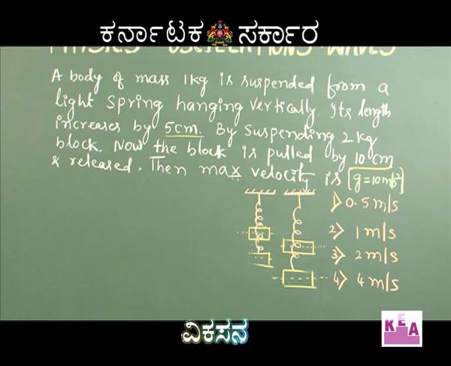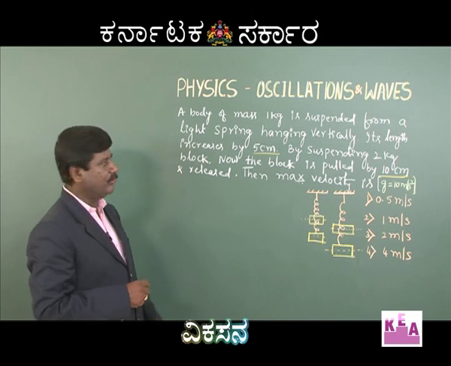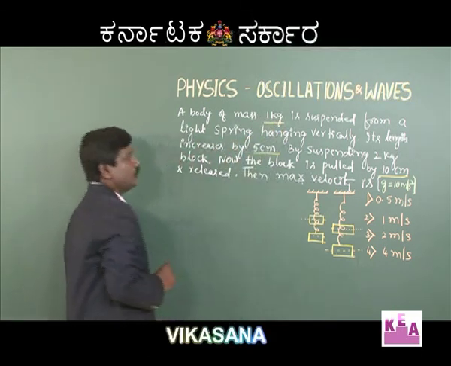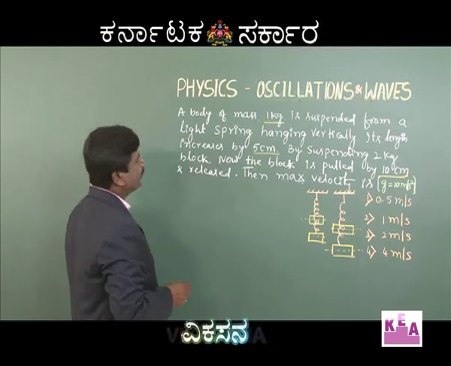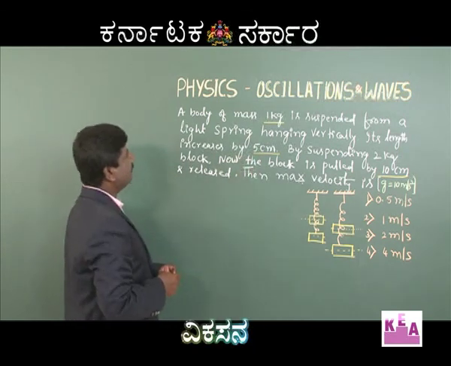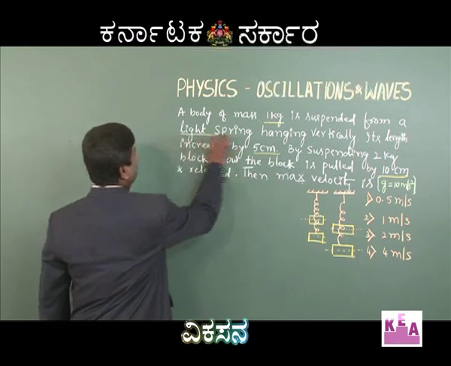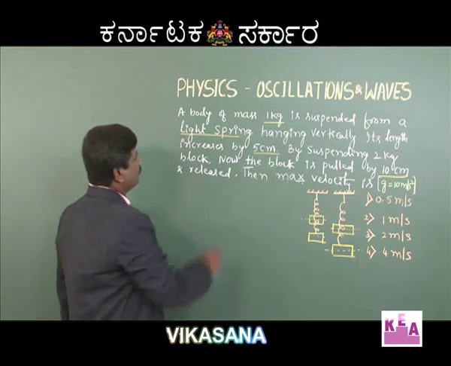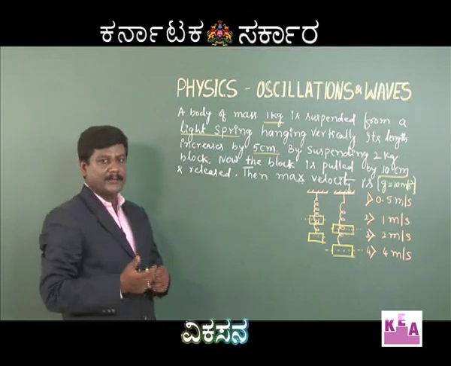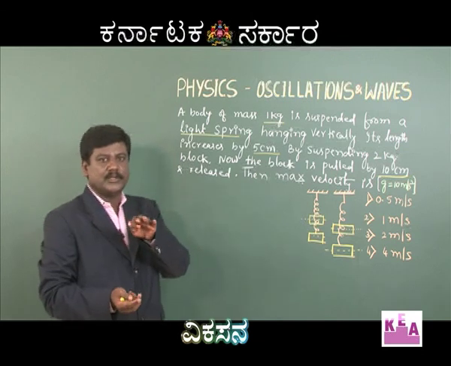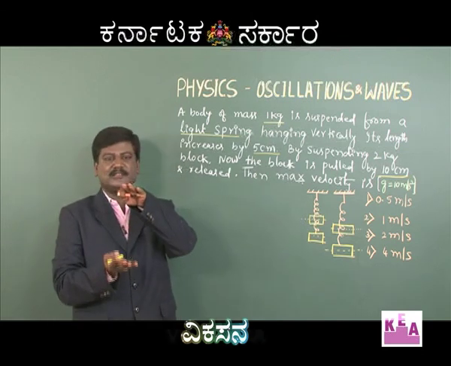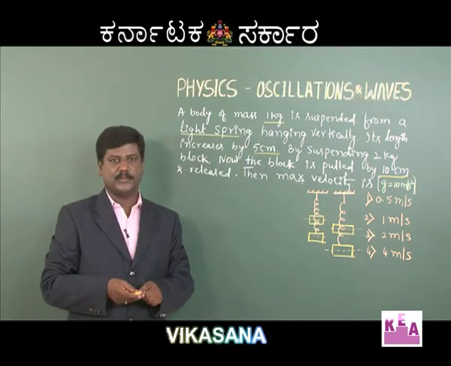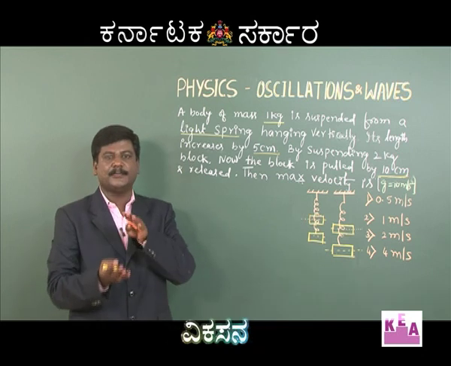So, dear students, let us understand the problem. What have we been given in the problem? A body of mass 1 kg. So the mass of the body becomes 1 kg. This mass is suspended from a light spring. So what does light spring mean? It is a massless spring, negligible mass. How have we hung this negligible mass spring? That is vertically. So the spring is suspended vertically with a block of mass 1 kg. So what happens? There is an expansion.